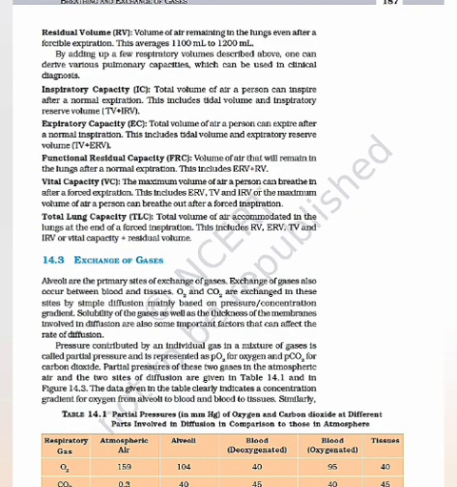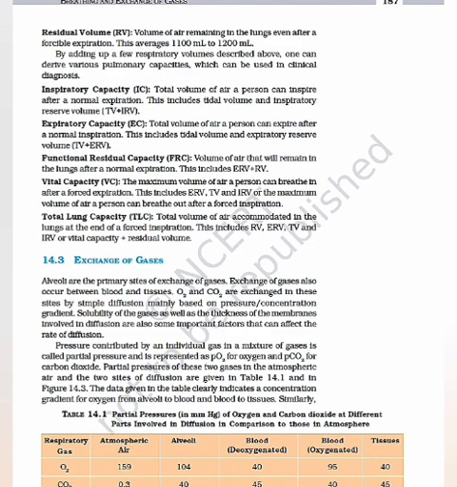Exchange of gases. Alveoli are the primary site of exchange of gases. Exchange of gases also occurs between blood and tissues. Oxygen and carbon dioxide are exchanged at these sites by simple diffusion, mainly based on pressure or concentration gradient. Solubility of the gas as well as the thickness of the membrane involved in diffusion are also some important factors that can affect the rate of diffusion.